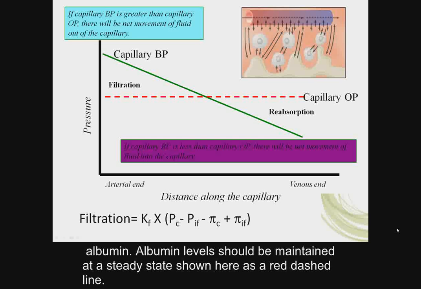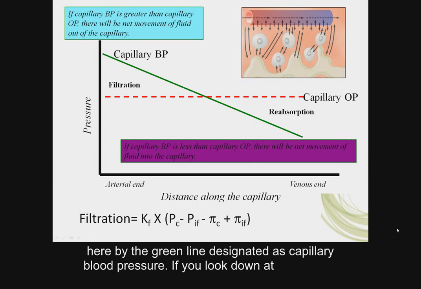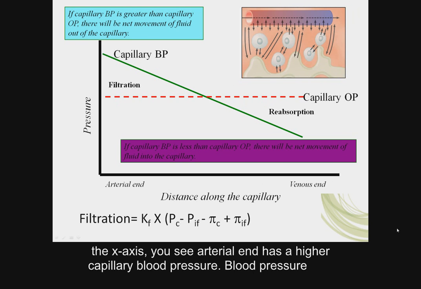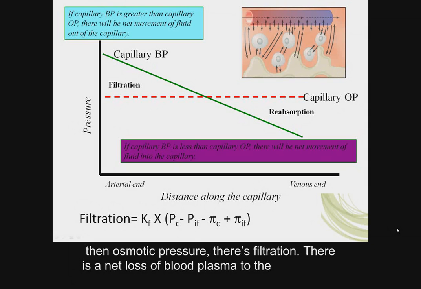However, blood pressure across a capillary drops. It's higher at the arterial end, as shown here by the green line designated as capillary blood pressure. If you look down at the x-axis, you see the arterial end has a higher capillary blood pressure, and then the blood pressure drops as it goes towards the venous end. When there is higher capillary blood pressure than osmotic pressure, there is filtration. There is a net loss of blood plasma to the interstitial space.